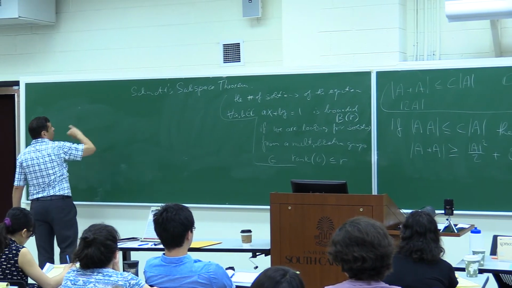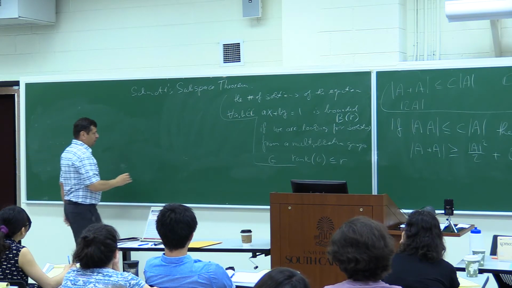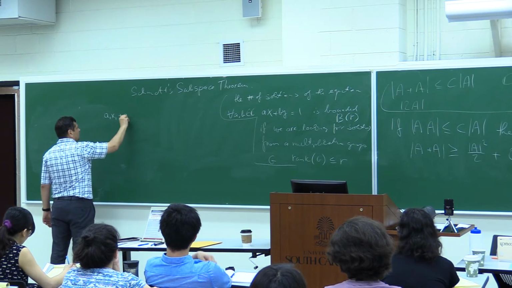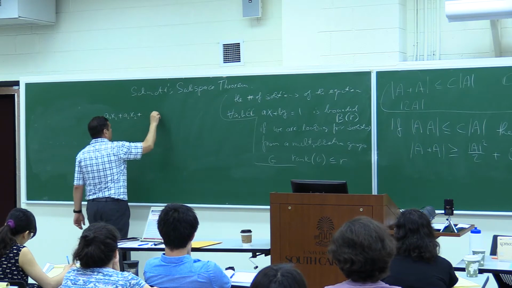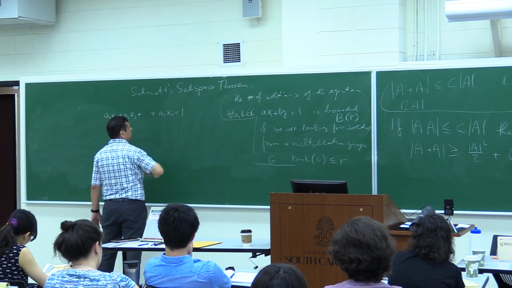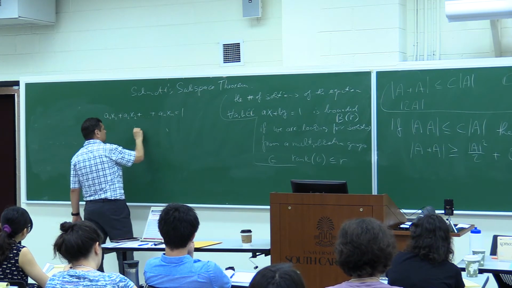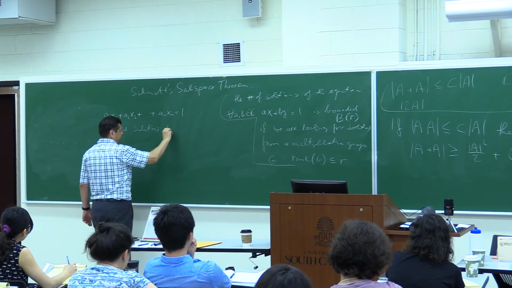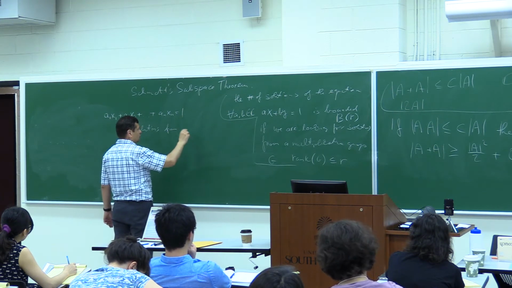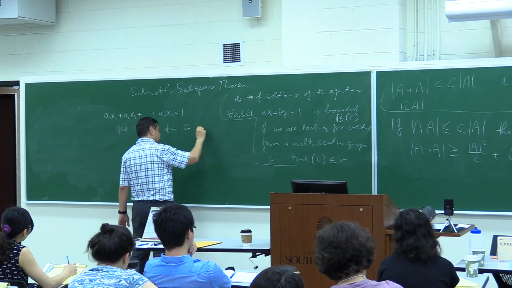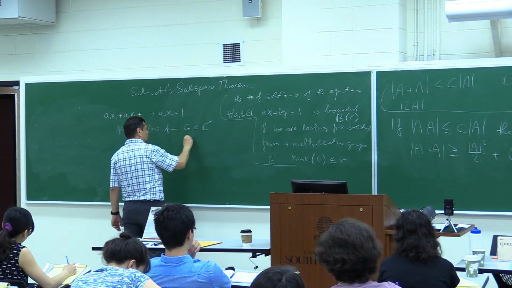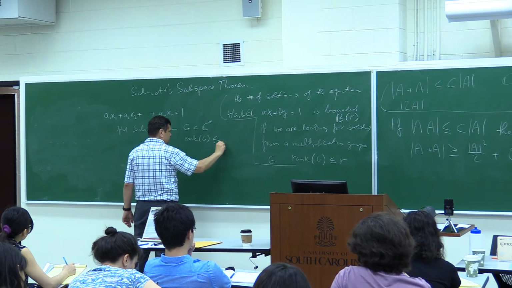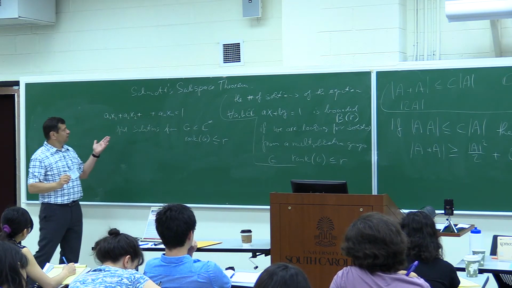It was done by extensions of Schmidt's subspace theorem, where we are looking for the solutions of a1 times x1 plus a2 times x2 plus ... plus am times xm equals 1. Still, we are looking for solutions from G, the multiplicative group G, where the rank of G is bounded. Now, in this case, there might be some accident.